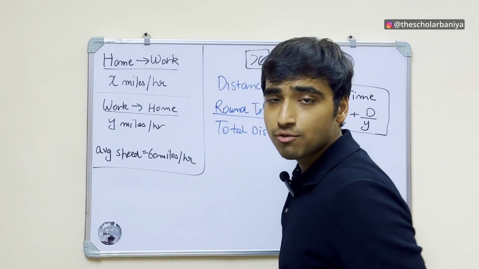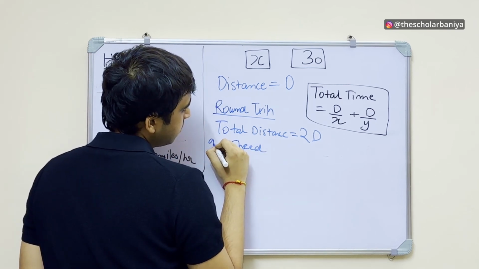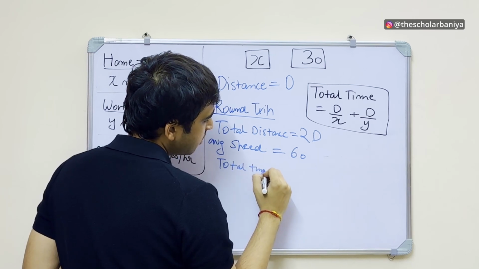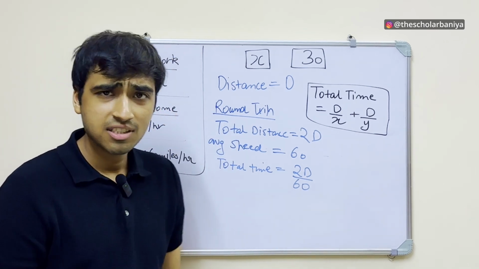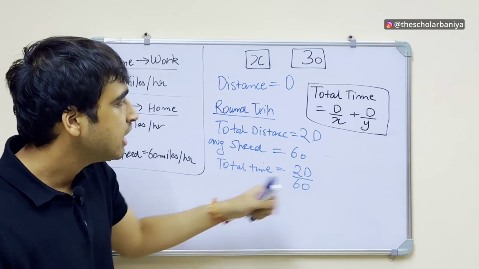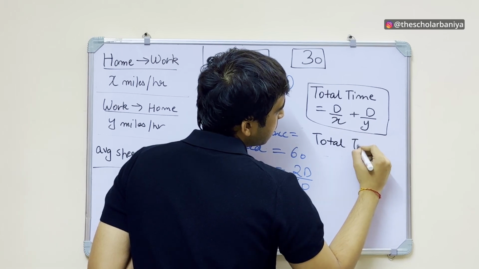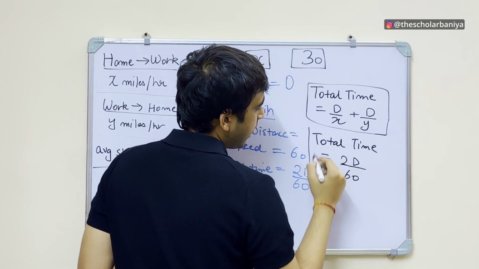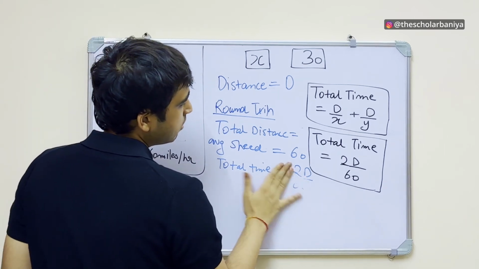And the average speed given for the total trip is 60. So the total time for the entire trip will be 2D upon 60. I hope this is clear.